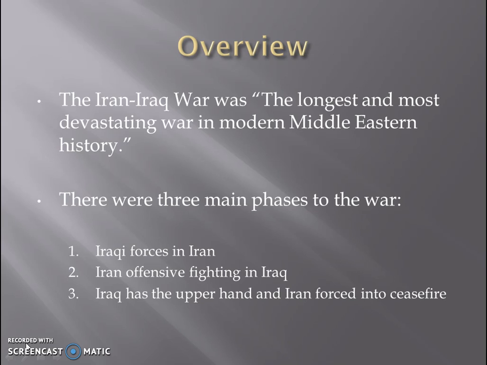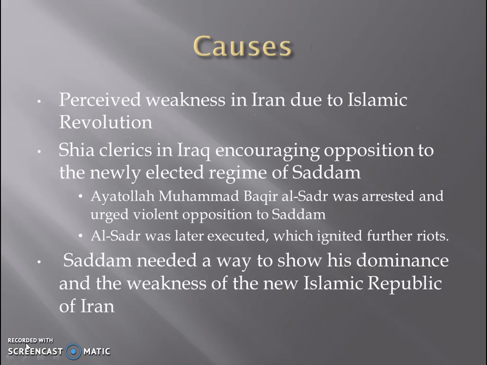There were three main phases, including the initial invasion of Iran by Iraq, the Iranian offensive, which is after Iran had expelled most if not all of the Iraqi forces. They then moved on the offensive and started fighting into Iraq. And the third and final phase is when the Iranian offensive halted and Iran was eventually forced into the ceasefire.